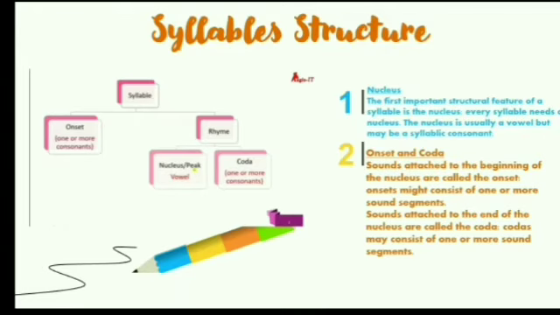For the first is nucleus. The first important structural feature of a syllable is the nucleus. Every syllable needs a nucleus. The nucleus is usually a vowel, but may be a syllabic consonant. In English, the liquid and nasal consonants can act as the nucleus of a syllable.